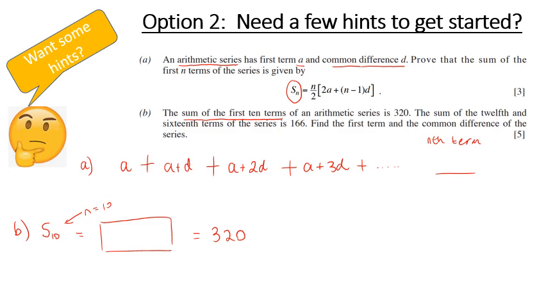Now when you do that, you'll end up with an equation that's got 2 unknowns in it. It'll have A's and it'll have D's.